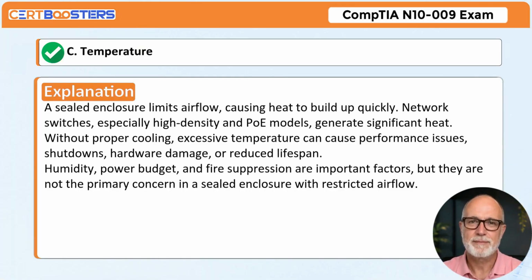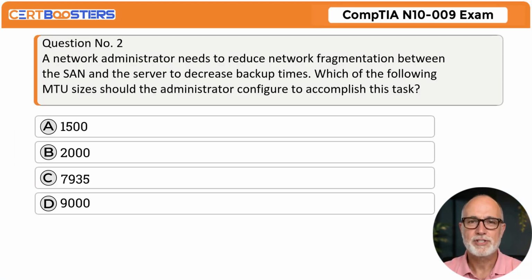Temperature. Explanation: a sealed enclosure limits airflow, causing heat to build up quickly. Network switches, especially high-density and PoE models, generate significant heat. Without proper cooling, excessive temperature can cause performance issues, shutdowns, hardware damage, or reduced lifespan. Humidity, power budget, and fire suppression are important factors, but they are not the primary concern in a sealed enclosure with restricted airflow.